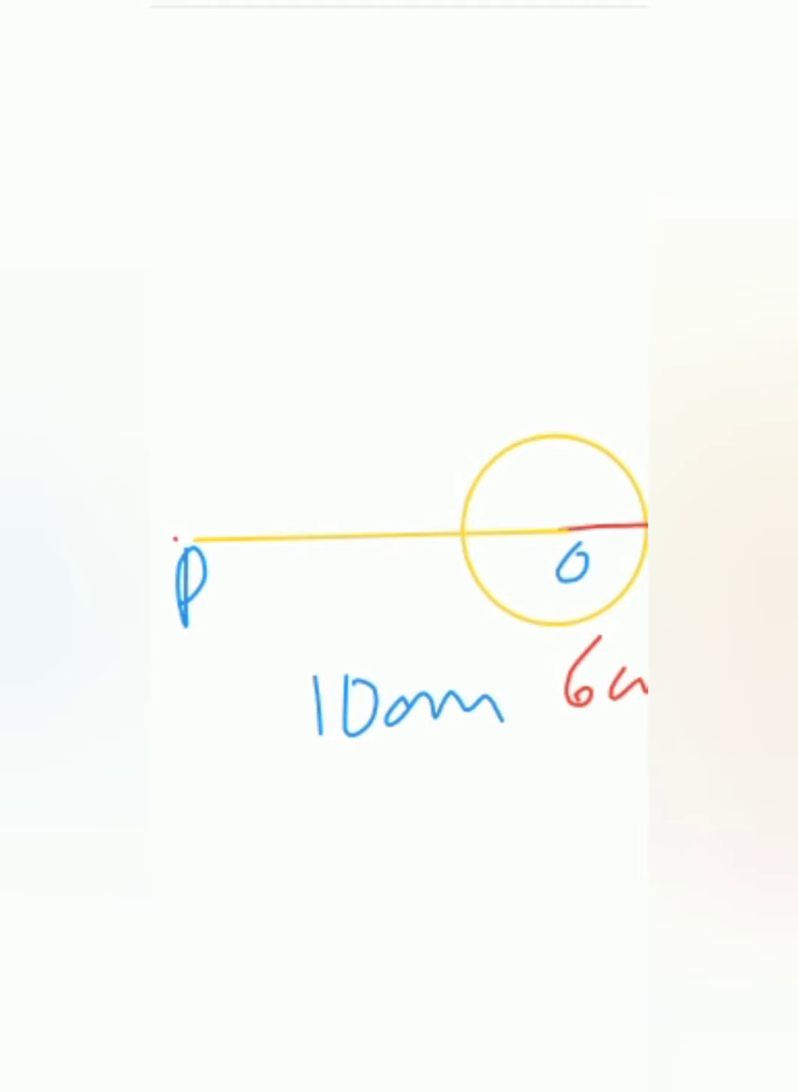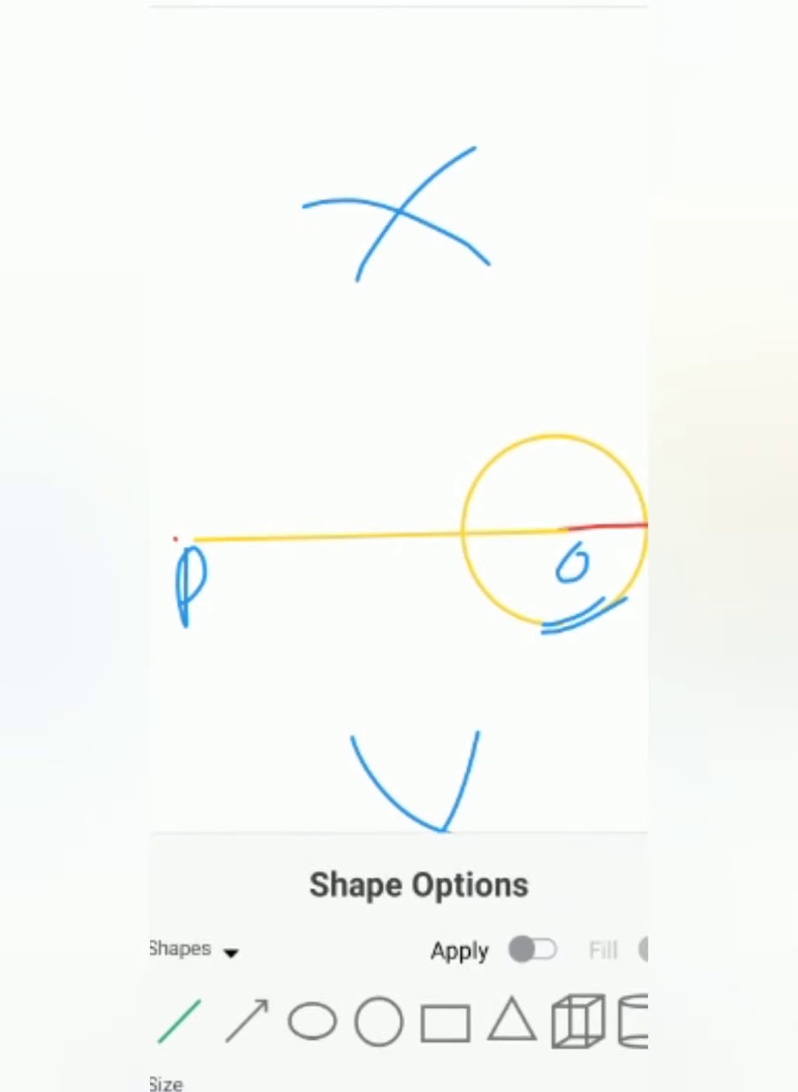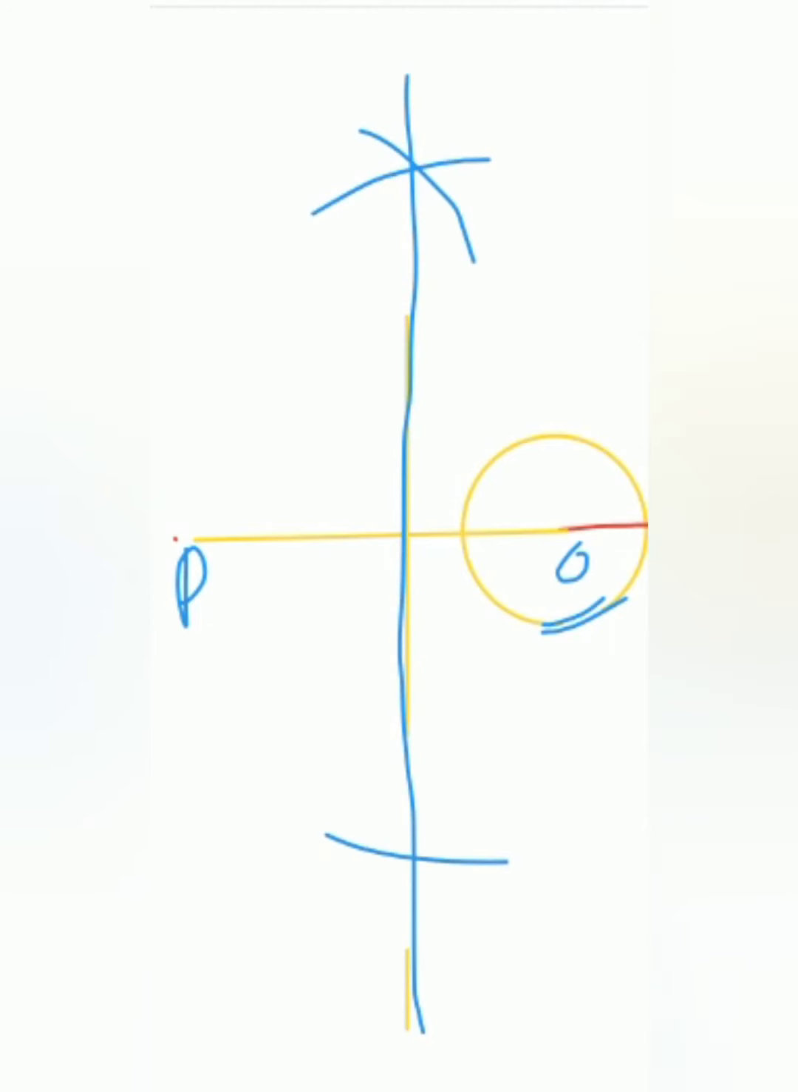After that, they are telling us to construct the pair of tangents to the circle and measure their lengths. To do this, I will bisect P and O here and here. After that, you join your line, joining the points which you have bisected. After joining that, you'll get a line like this, right? Let's name this middle point as M.